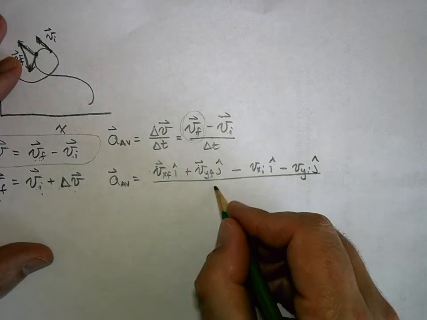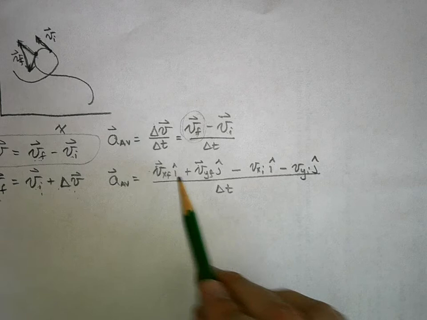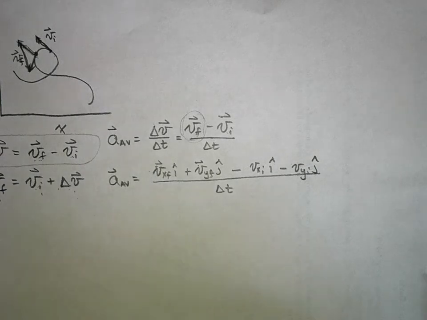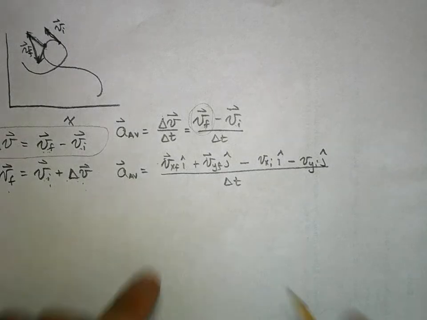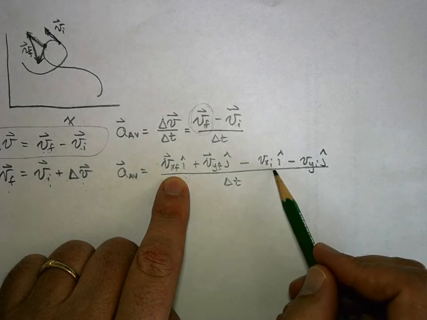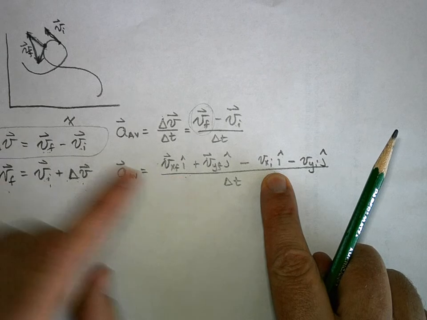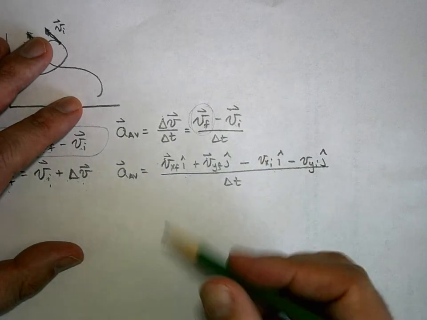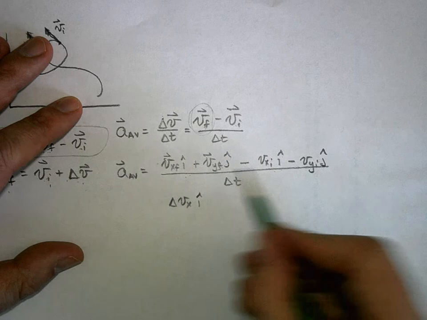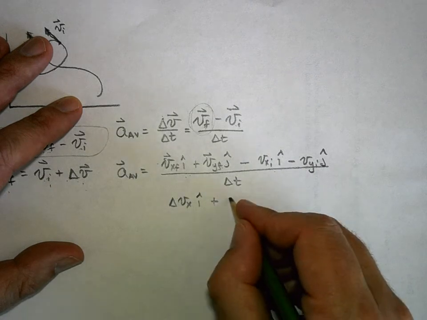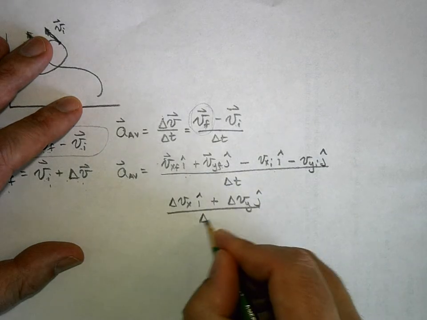Okay. But you see, we do have common terms here, and you can think of the unit vectors as being a factor, where I can only add or subtract common factors. So look at this. I've got Vx final and I've got Vx initial here. Those I can subtract. So if I go Vx final minus Vx initial, I get delta Vx. And then when I do this, I get my plus delta Vy. And of course, this is all divided by delta t to get my average acceleration.